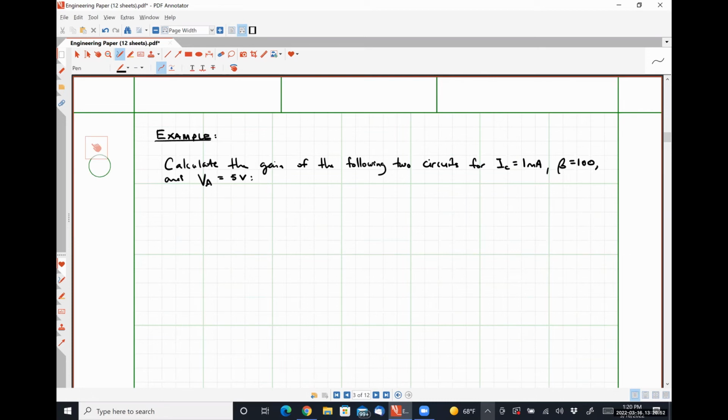And our two circuits of interest are a simple common emitter amplifier biased with a 1 milliamp ideal current source, where here's VN and here's V out. Let's call this guy transistor Q1.